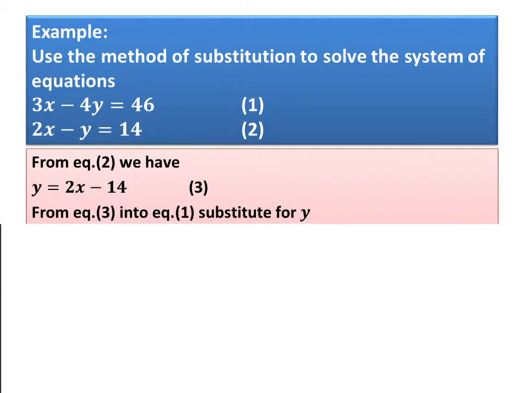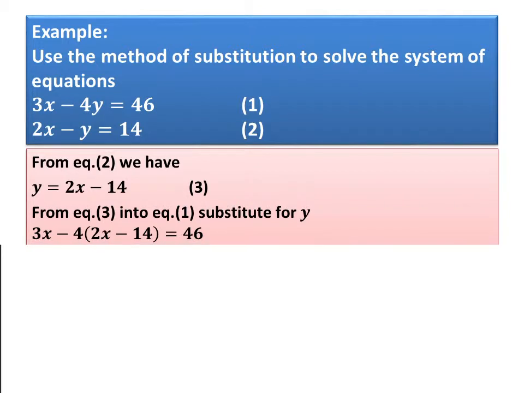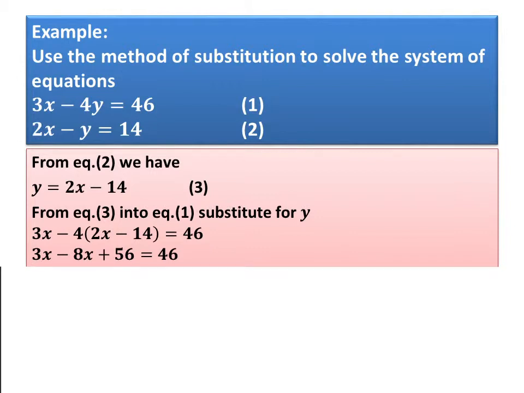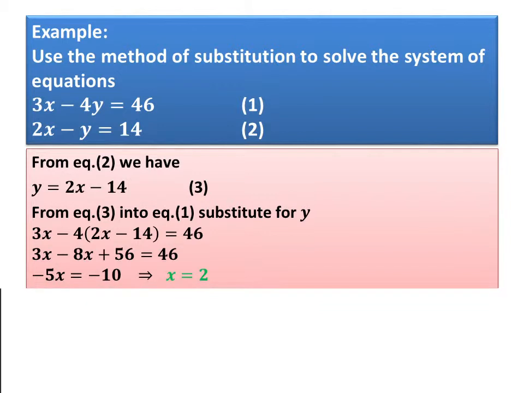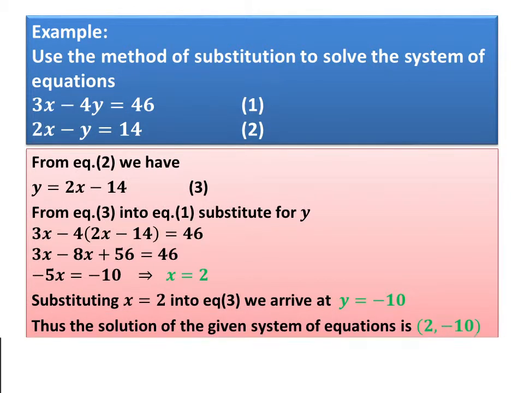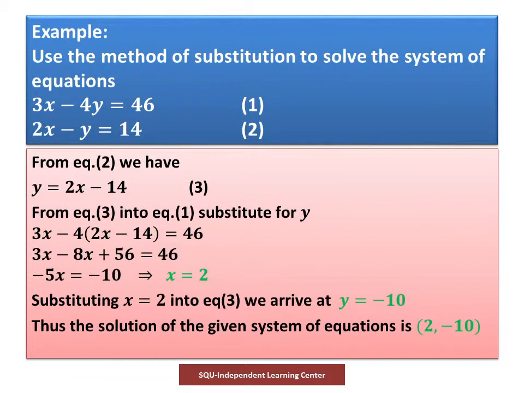From equation 3, we substitute into equation 1 for y. So in equation 1, we remove the y and replace it with 2x minus 14. So we have 3x minus 4 multiplied by (2x minus 14) equals 46. We open the bracket and collect the similar terms together, so we get x equals 2. Now substituting x equals 2 into equation 3, we arrive at y equals minus 10. Accordingly, the solution of the given system of equations is 2 and minus 10.